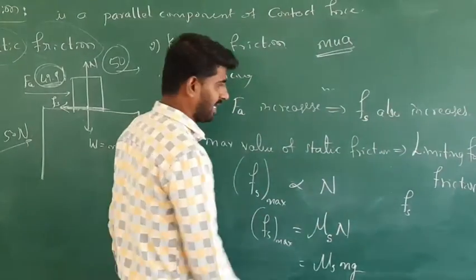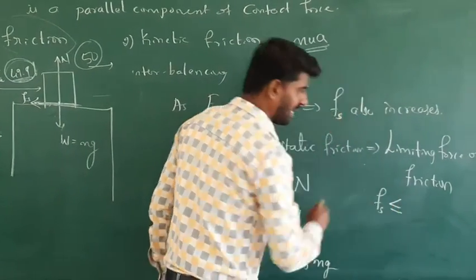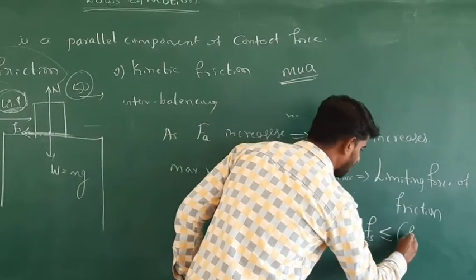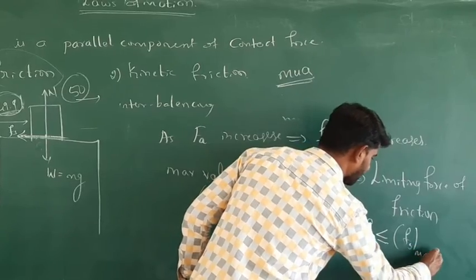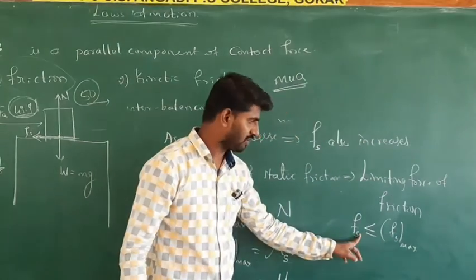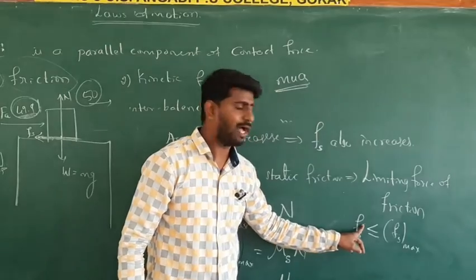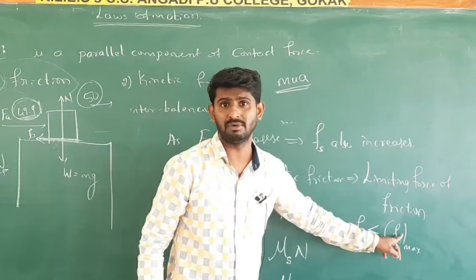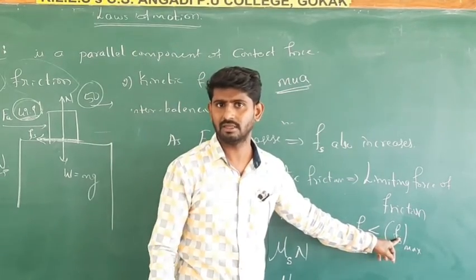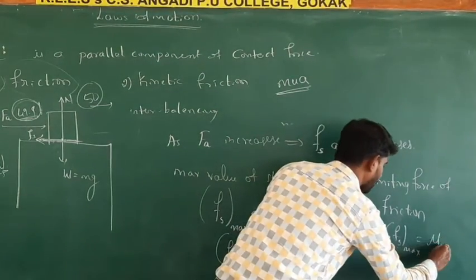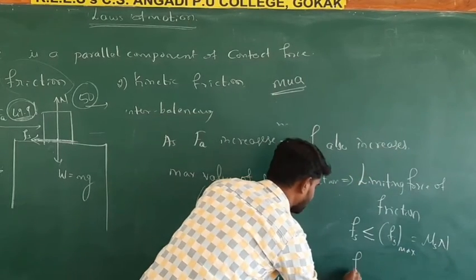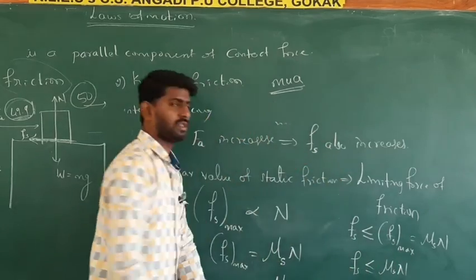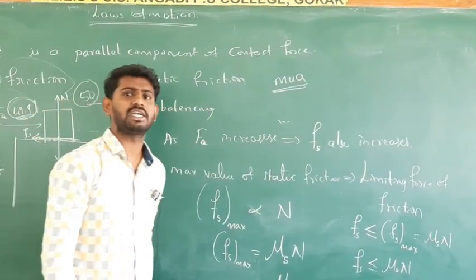Can I write it like this? Static friction is equal to or less than Fs maximum. Correct? Static friction is always less than the maximum or equal to it. It can never be greater than that. If it becomes greater, Fs goes away and kinetic friction starts to appear. So Fs maximum is nothing but mu s into N. Then I can write Fs is less than or equal to mu s into N. So this is all about static friction.